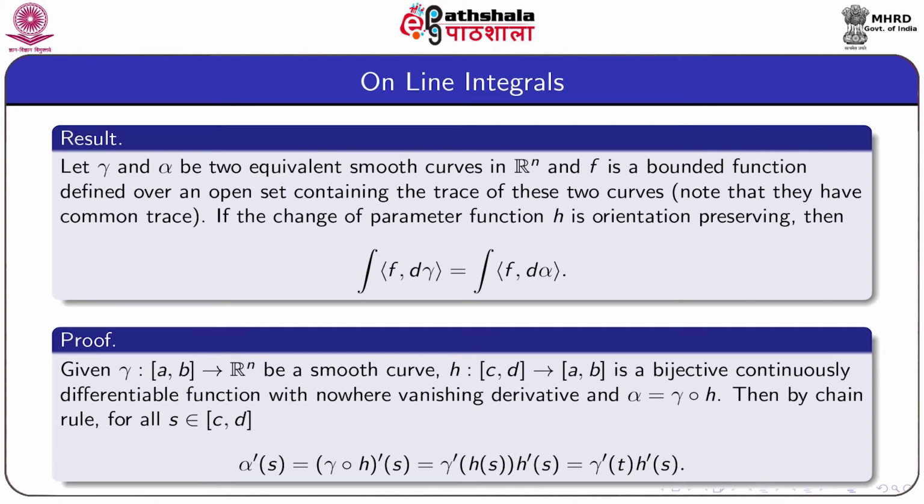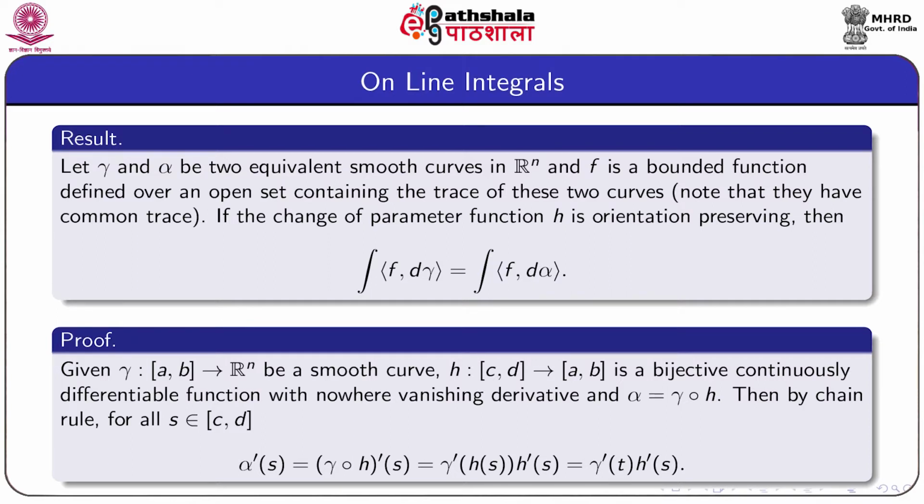Now, we discuss a result. Let gamma and alpha be two equivalent smooth curves in Rn and f a bounded function defined over an open set containing the trace of these two curves. We note that gamma and alpha share the common trace. If the change of parameter function h is continuously differentiable and orientation preserving, then the line integral of f d gamma equals the line integral of f d alpha. We give the proof.